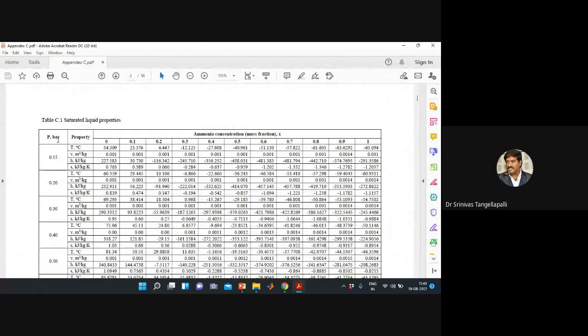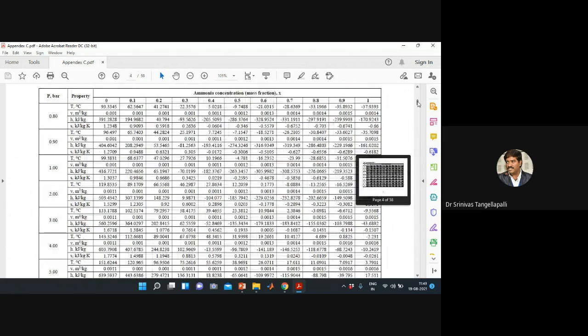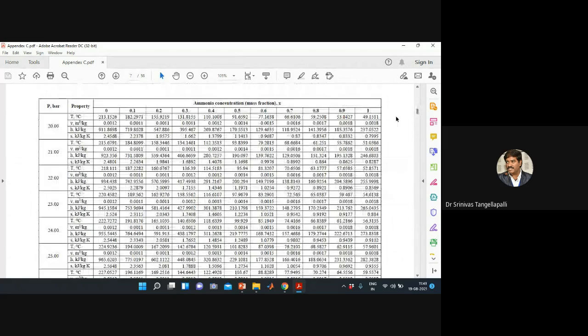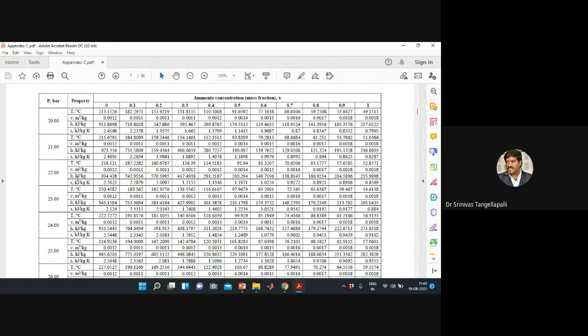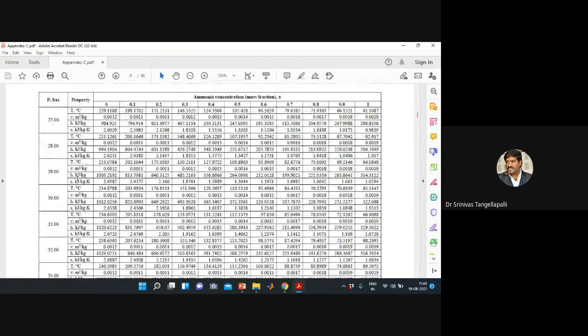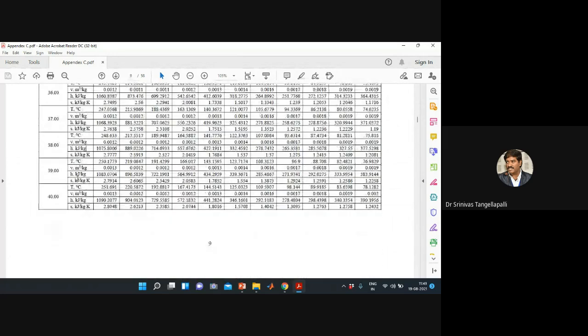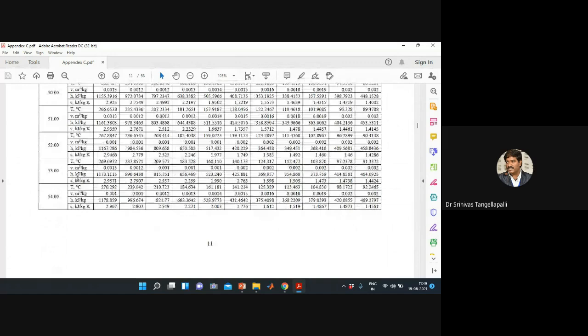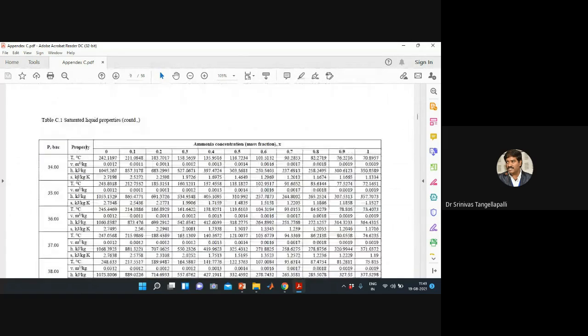See, the first column is pressure, changing 0.15, 0.2, and so on. In a refrigeration system, up to 20 bar is enough. In a power plant, it's more than 20 bar. That means sometimes the turbine will operate from 50 bar, 60 bar. That's why the properties have been extended beyond 20 bar. It's given up to 54 bar here. So up to 54 bar, you can pick the properties from the tables.